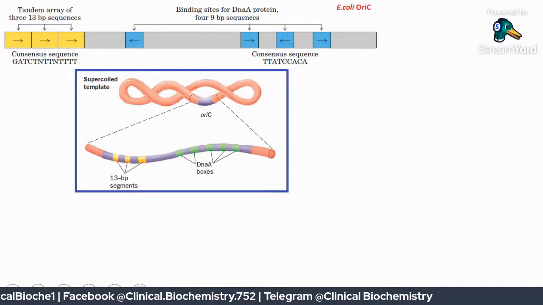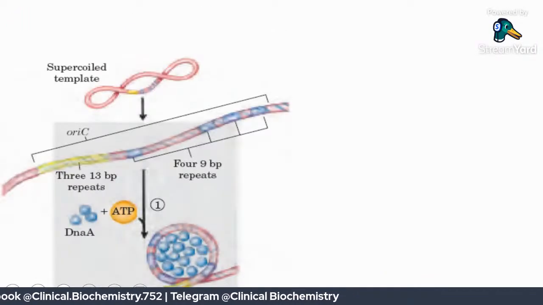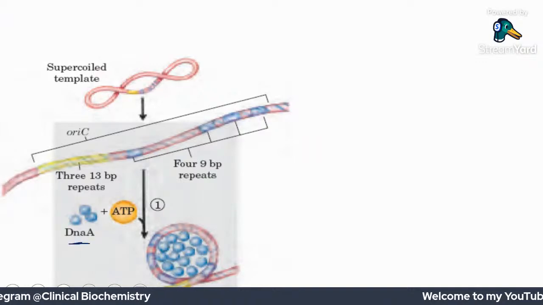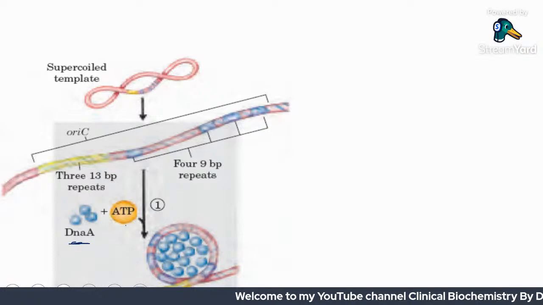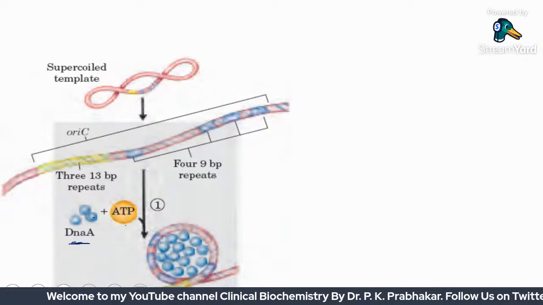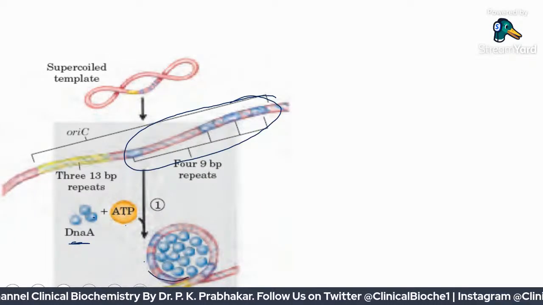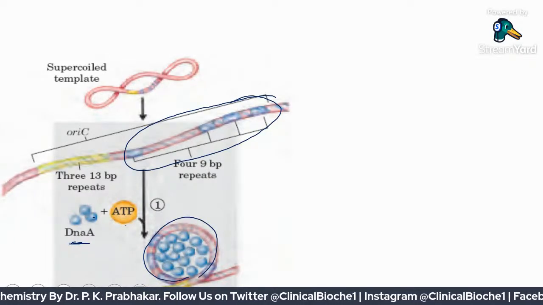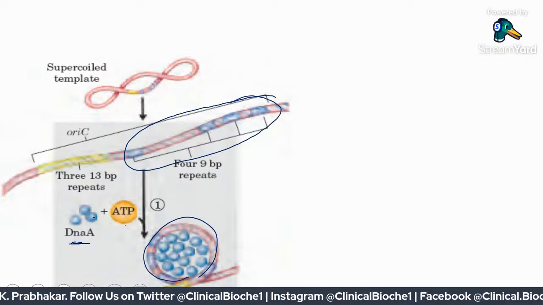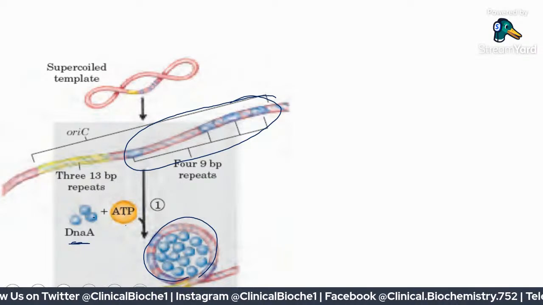As you can see here, this is a sequence. So this is the DnaA protein which comes along with ATP. Each DnaA protein has one ATP associated with it. So this DnaA protein along with ATP comes and binds with these 9 base pair sequences and makes a loop-like structure. This is the first step. Did you understand?